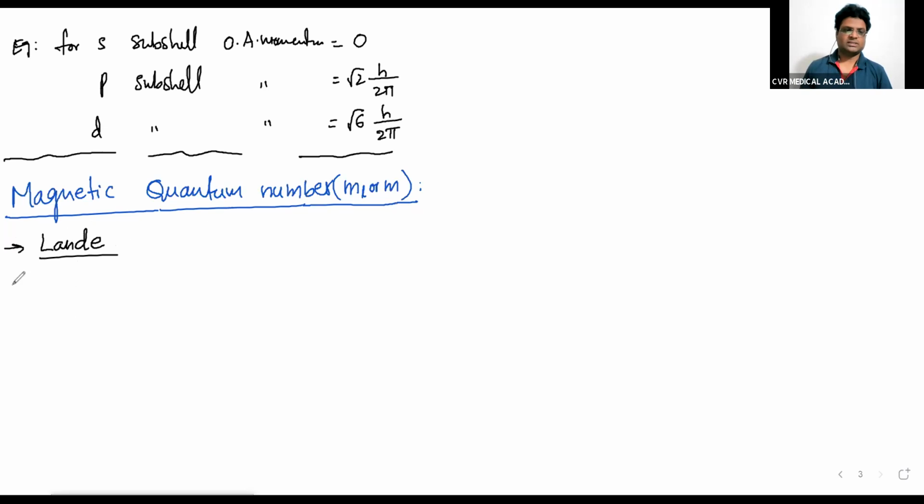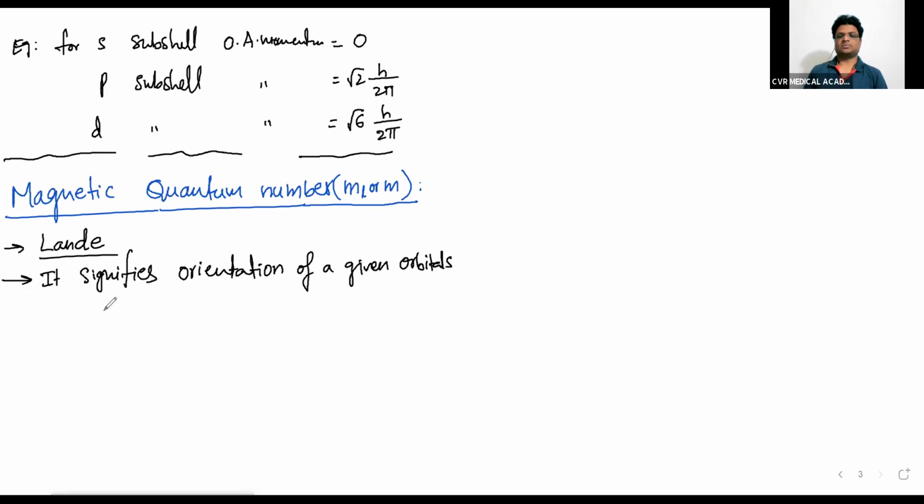Okay. What does it signify? It signifies the orientation or direction of a particular orbital of a given subshell. What it means? For example, the S subshell is spherically symmetrical. The Px orbital is oriented along the x-axis, the Py orbital along the y-axis, and the Pz orbital along the z-axis. So that information is provided by the magnetic quantum number.